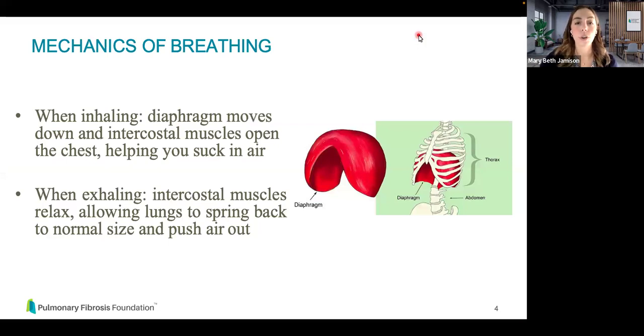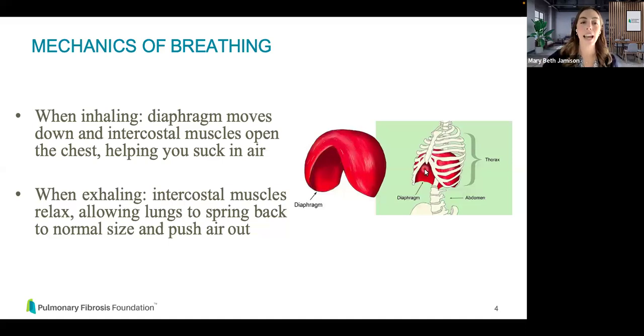So to start, we're going to talk about, like I said, the mechanics of breathing, so normal lung function. Whenever we're inhaling, we're taking that big breath in. We have our diaphragm, and I like this picture here because it shows how robust that diaphragm muscle can really be. This diaphragm muscle sits right under the ribs.